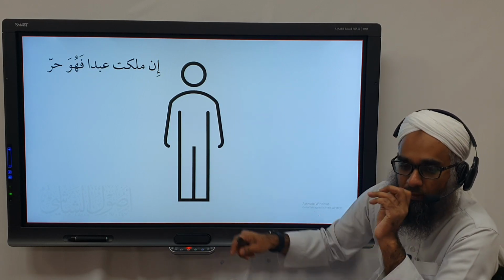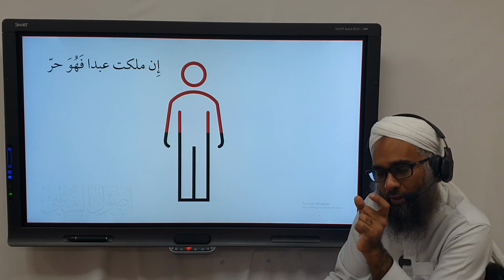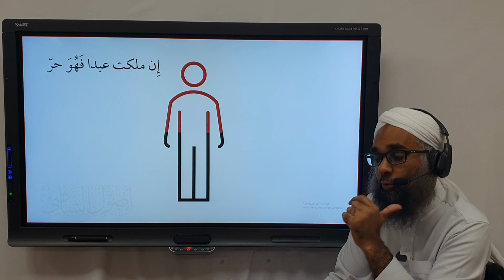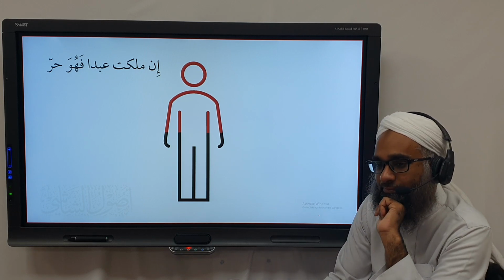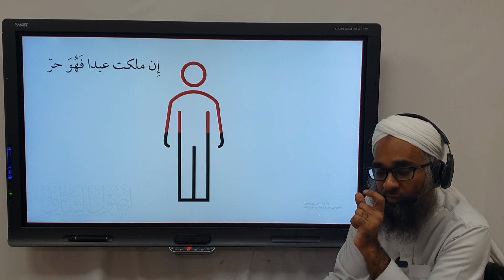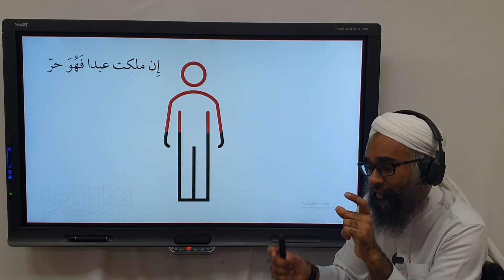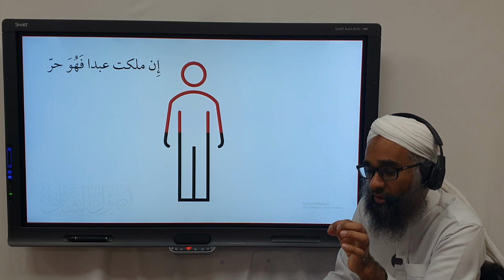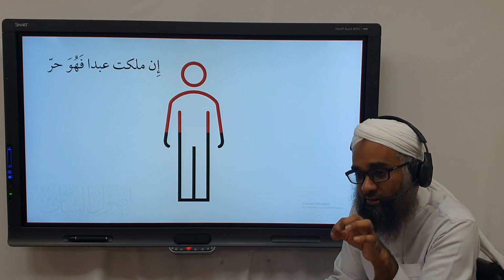He buys half of a slave. Has he owned a slave? He's owned half a slave. So he buys that half. Will this half be free? Why not? Has the condition been found? The condition has not been found. What's the condition? Malaktu abdan. Abdan means a complete slave. Anytime you have a mutlaq, it means a complete fard. Has he owned a full slave?